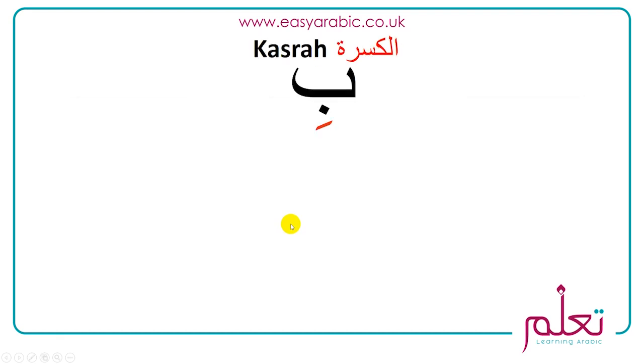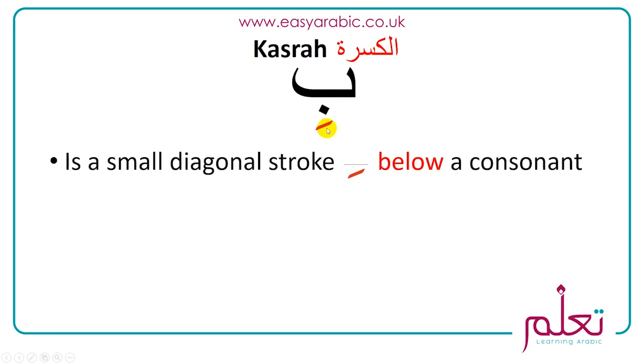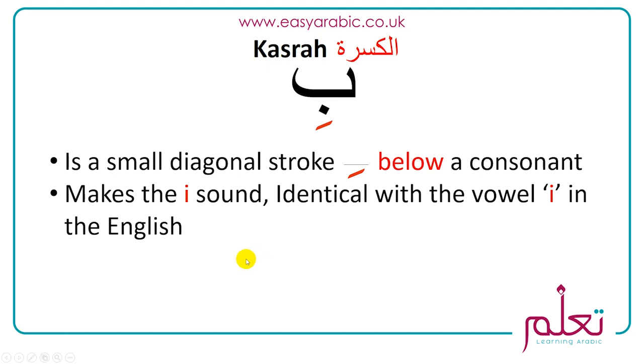Okay, let's look at the kasra now. The kasra is a line below the consonant, and it makes the I sound, very much like the I in the English alphabet. So as in D-I-D, it's did. In the same way, in Arabic, we've got ta with the kasra at the bottom, which makes the ti sound. So it makes the E sound. Yeah, jim with kasra is ji. Okay, let's look at the letters now.